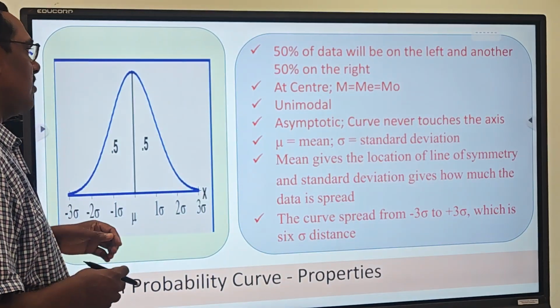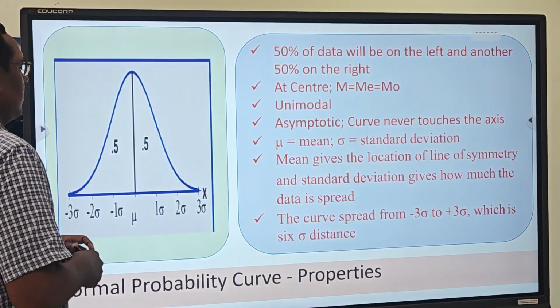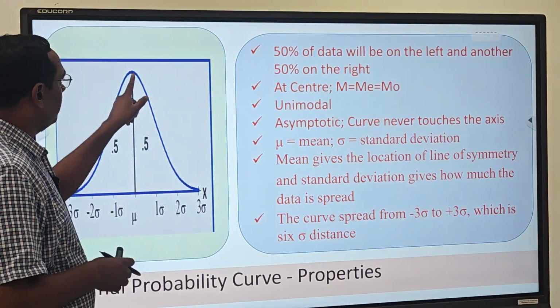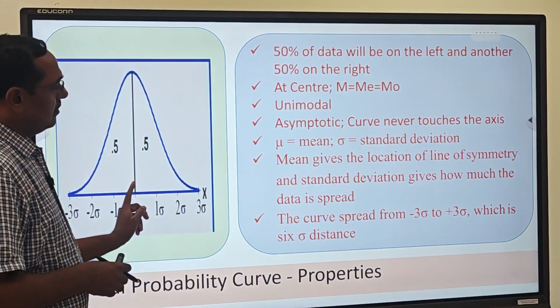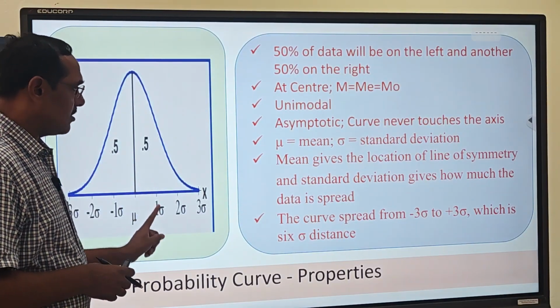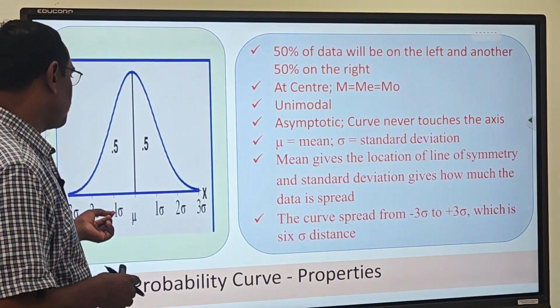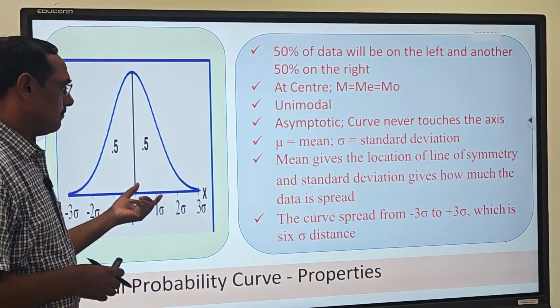Mean gives the location of the line of symmetry. So this location is given by the mean. If the mean changes, this line also will change. And standard deviation gives the spread of the data.